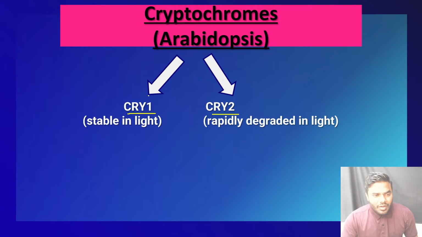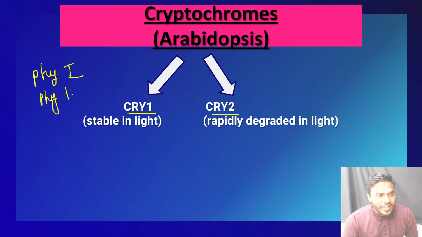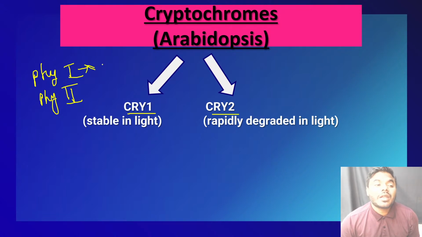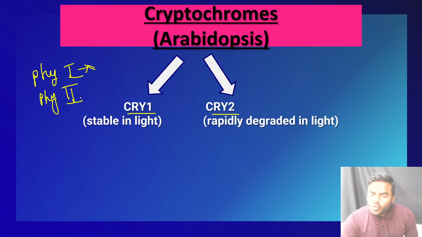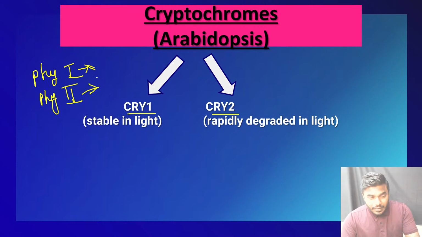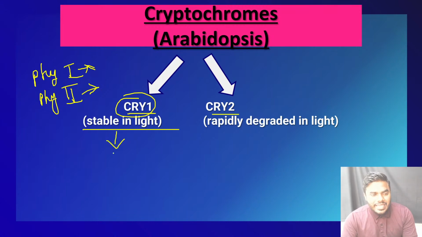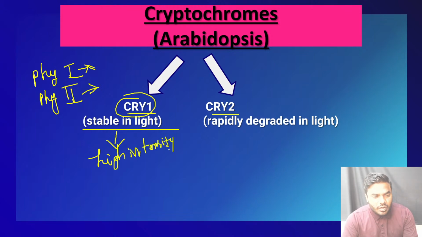Everyone listen. Where is this particular cryptochrome 1 present? I hope you remember what I told you, friends. Phytochrome 1 and phytochrome 2: when we read phytochrome 1, I told you it can easily survive in dark grown conditions also, but phytochrome 2 cannot survive in the dark grown. But what we read here, cryptochrome 1, is stable in the light, which means high intensity of light.